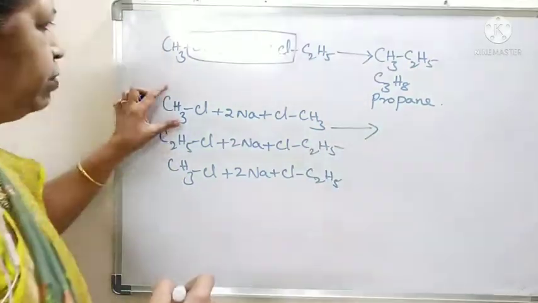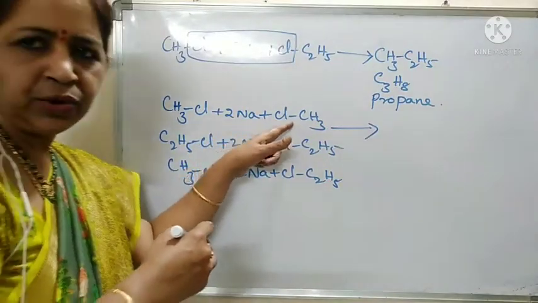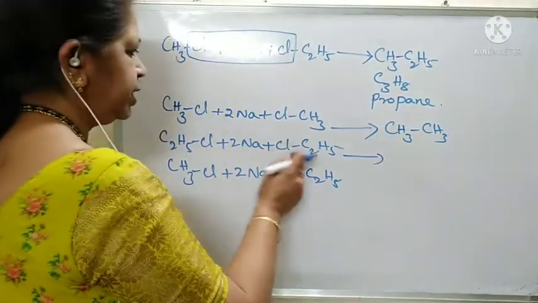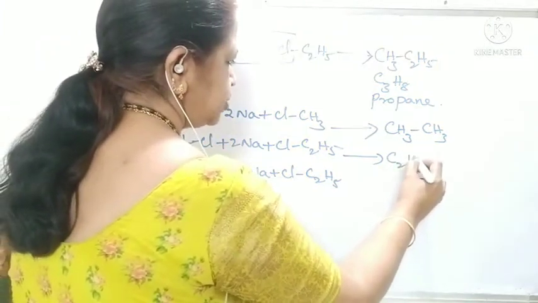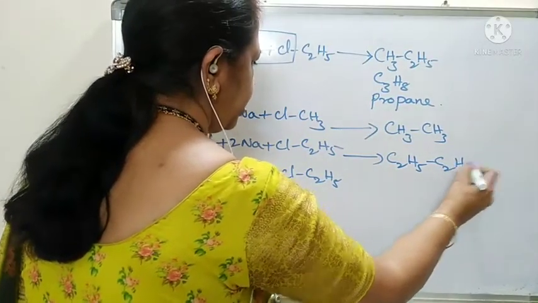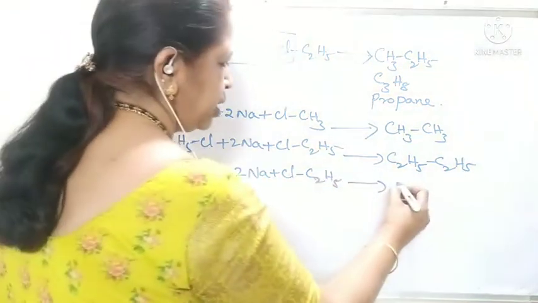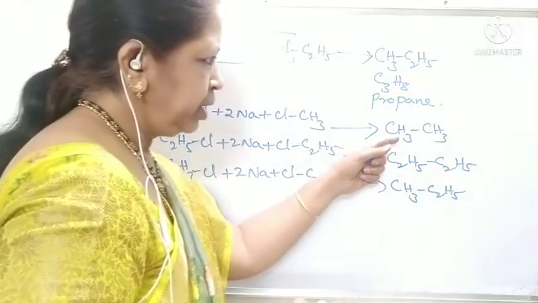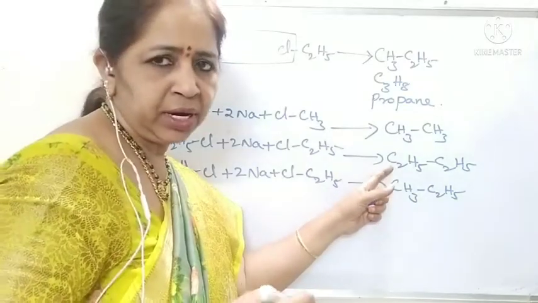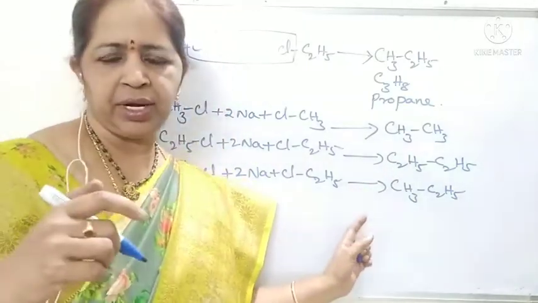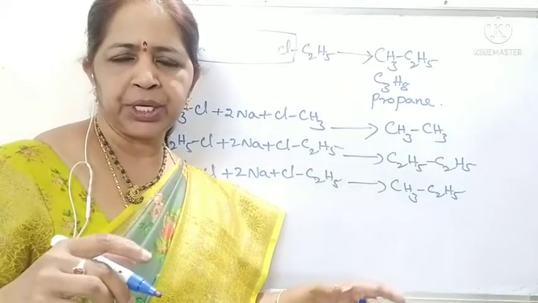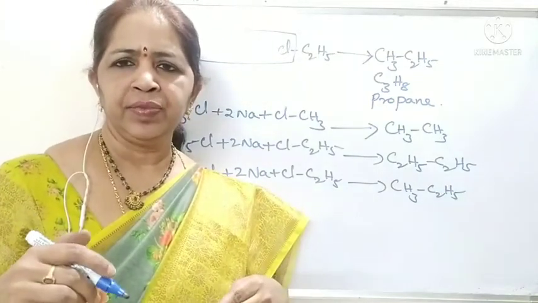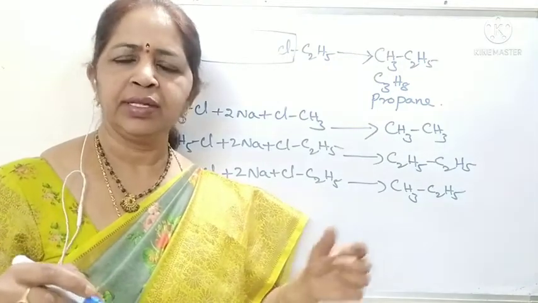So, what do we get here? Methyl and methyl join together to form ethane, CH3CH3. Ethyl and ethyl join to form butane, C2H5C2H5. And methyl and ethyl join together to form propane. Ethane, propane and butane, we are getting 3 alkanes in the same reaction if we do the crossed Wurtz reaction. What is crossed Wurtz reaction? The reaction between 2 different alkyl halides with sodium metal in dry ether to get alkanes.